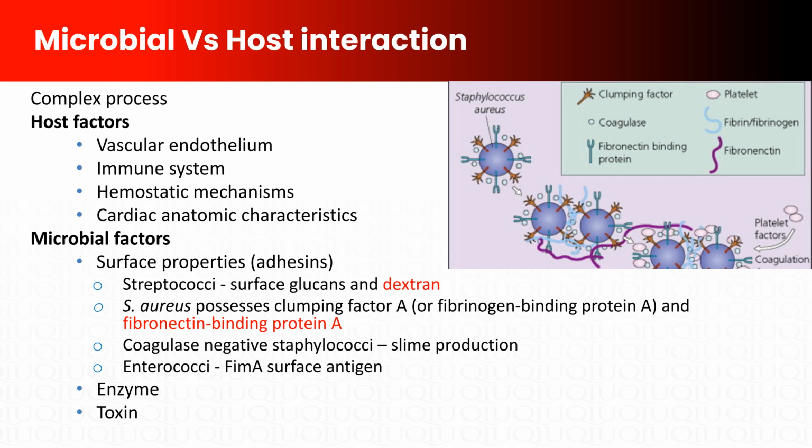Beyond adhesins, bacteria also produce enzymes and toxins that damage tissue, evade immune responses, and help establish infection. Understanding these factors explains why certain organisms preferentially cause endocarditis, and why treatment requires prolonged courses of bactericidal antibiotics.